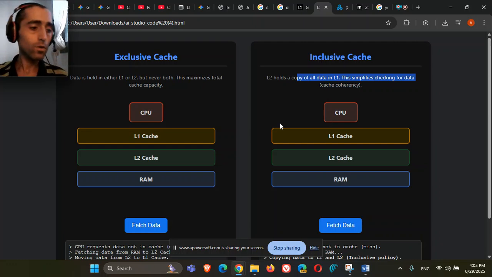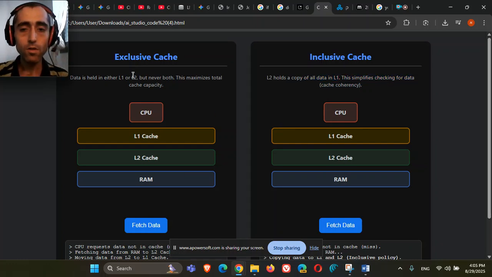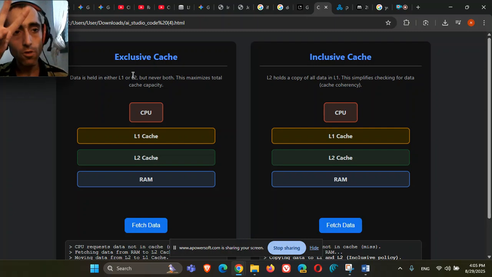Okay, let's look at a very nice animation that talks about two policies for cache management: the exclusive cache policy and the inclusive cache policy. Now, cache is the fastest memory that is closest to the CPU. There are levels to the cache. There is the L1 cache and there is the L2 cache, and sometimes there is also L3 cache.